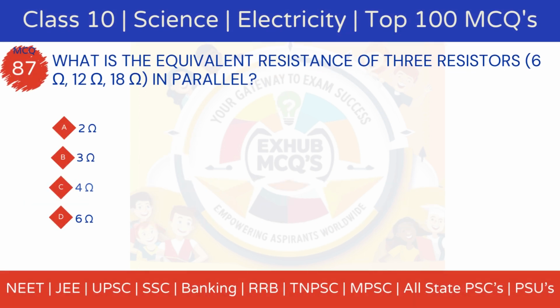MCQ 87. What is the equivalent resistance of 3 resistors, 6 ohms, 12 ohms, and 18 ohms, connected in parallel? Option A, 2 ohms. Option B, 3 ohms. Option C, 4 ohms. Option D, 6 ohms.